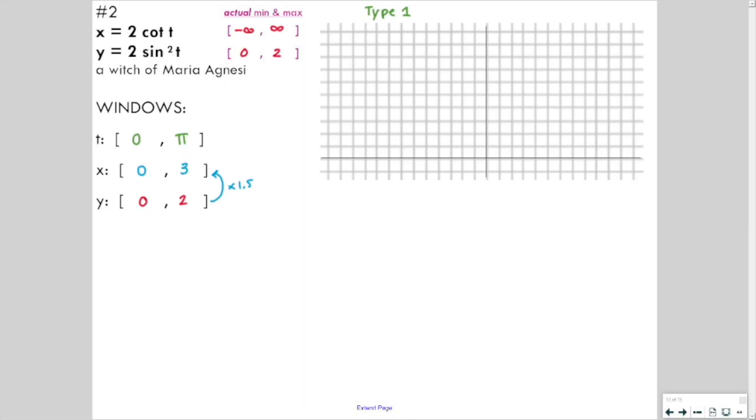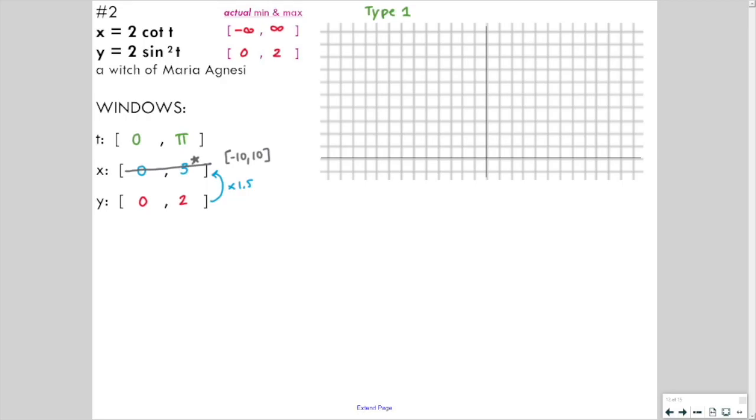The problem with this one is that range, 0 to 3, does not encompass the actual min and max that we found from 2 cotangent t. So we have a problem. The range that satisfies the 3 to 2 ratio is not satisfying the actual min and max of x. So this is where step number 4 on page 4, make any necessary adjustments, comes into play. There's an exception that we have to make here in order to satisfy that minimum maximum for x. So instead of following that 3 to 2 ratio, we're just going to pick some nice values that are going to give us a clear vision of the graph that we can sketch.